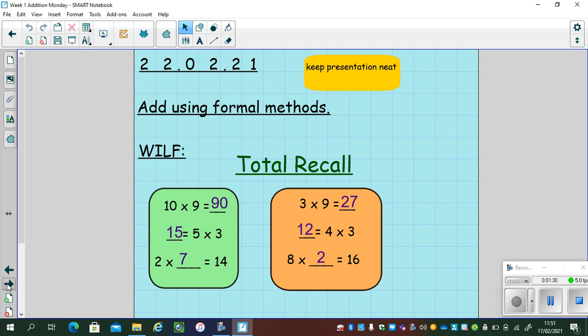Let's go to the orange box. 3 times 9 is 27. Again, one that switched you around just to try and trick you. But 4 times 3 is 12, so 12 equals 4 times 3. And the final one, 8 times 2 is 16. Well done. Excellent total recall, everybody.